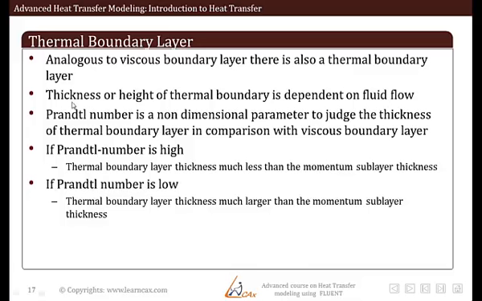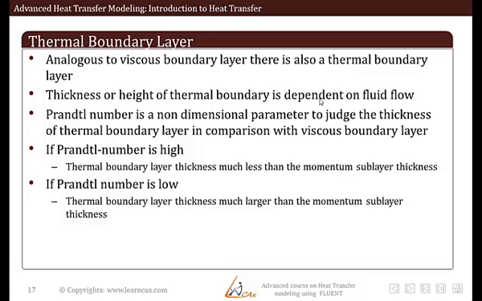Now let us move ahead with the thermal boundary layer phenomenon, or the concept of thermal boundary layer. This slide will go into depth of that particular concept. The thermal boundary layer concept is analogous to the viscous boundary layer, and it is a similar concept happening in the case of heat transfer, which is very similar to the phenomenon called viscous boundary layer, which we have already studied in our earlier course. Now the thickness or height of the thermal boundary layer is dependent on fluid flow.